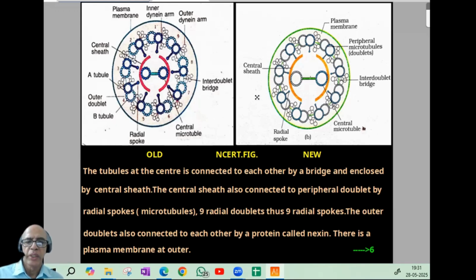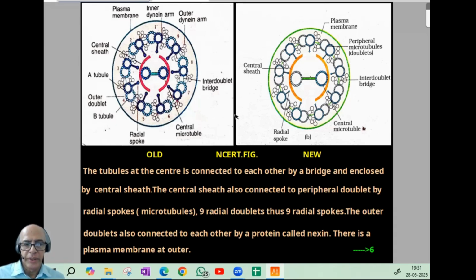Those are all microtubules. 9 peripheral doublets, thus 9 radial spokes. See, each doublet has a radial spoke. The outer doublets are also connected to each other by a protein called nexin. See, this way there is a connection.